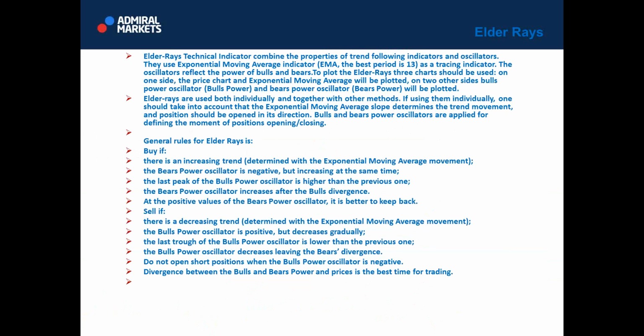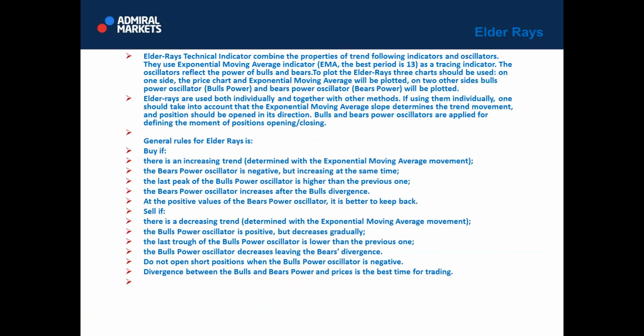So to plot the Elder Ray, 3 windows could be used. On the main window, we have the exponential moving average. Below the main window, 2 other indicators. Those are Bulls Power and Bears Power. So we need to use Bulls Power, Bears Power, and EMA of 13. So then we have Elder Ray complete.